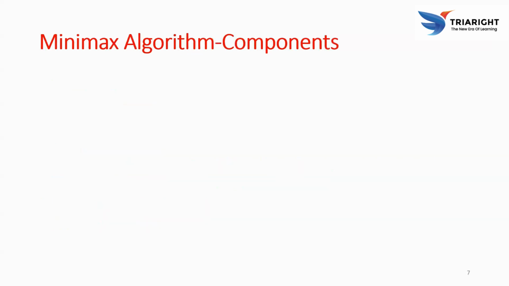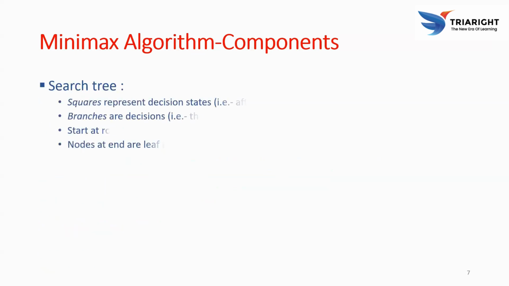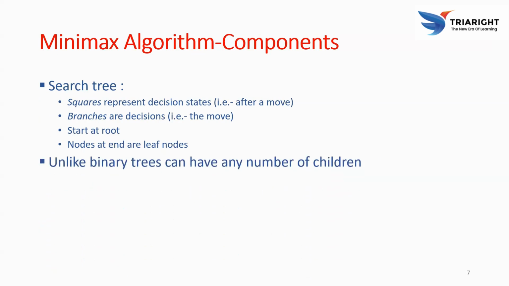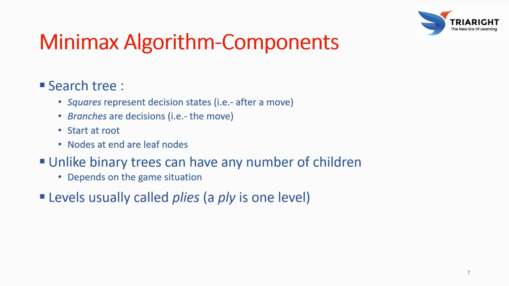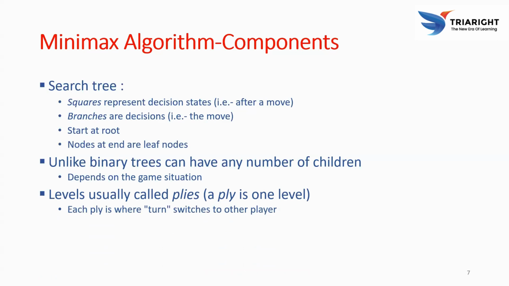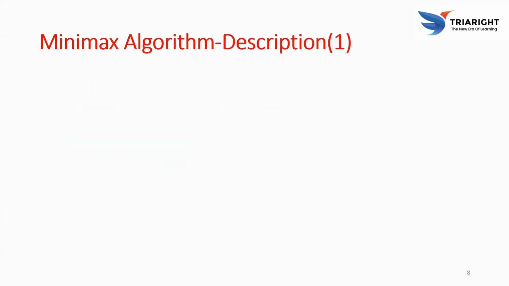So, Minimax algorithm components. First we have the search tree. In the search tree, we have square nodes representing states. Also we have branches representing decisions, starting at the root node and ending at the leaf nodes, right? Unlike binary trees, a node can have any number of children, depending on the game situation. Levels are usually called plies, and each ply is where the turn switches to the other player, right? So the players are called min and max.